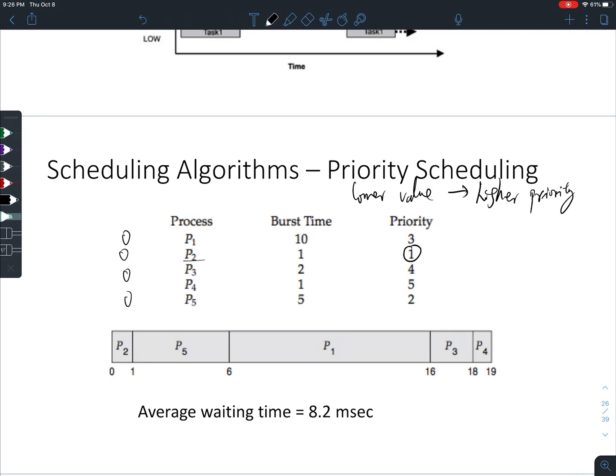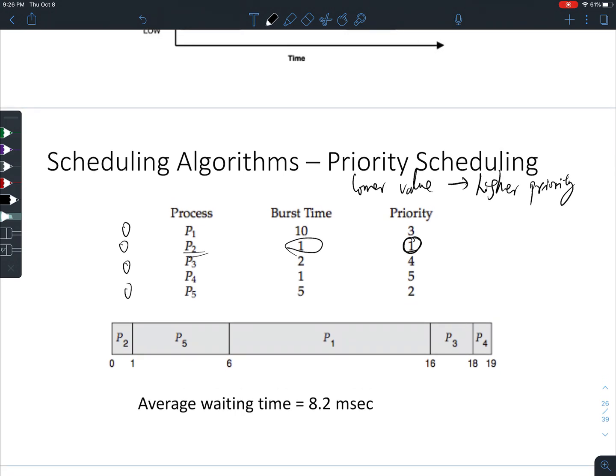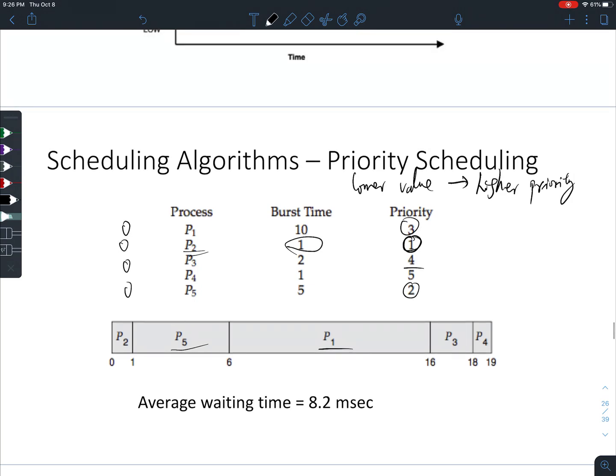So here it first allocates the CPU to the process with the highest priority, which is P2, and P2 is going to take the CPU for 1 millisecond, and then we're going to allocate the CPU to P5 for 5 milliseconds, and then it is P1 for 10 milliseconds, and then it is P3 for 4 milliseconds, and then we are going to execute P4 for 1 millisecond again.